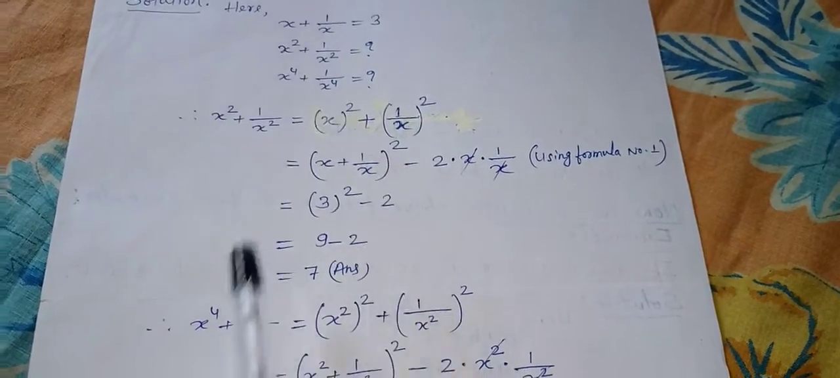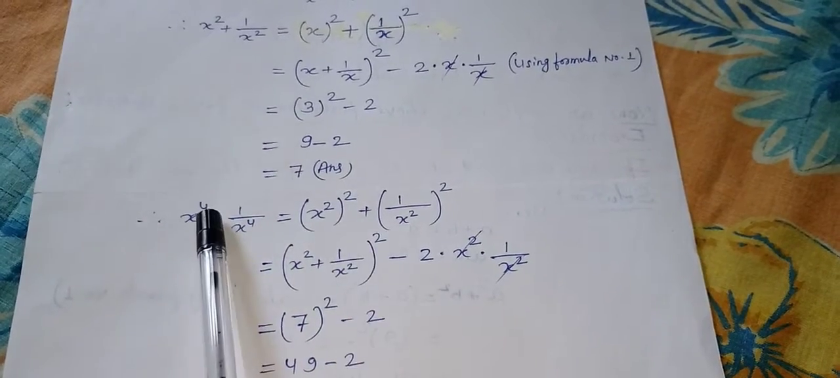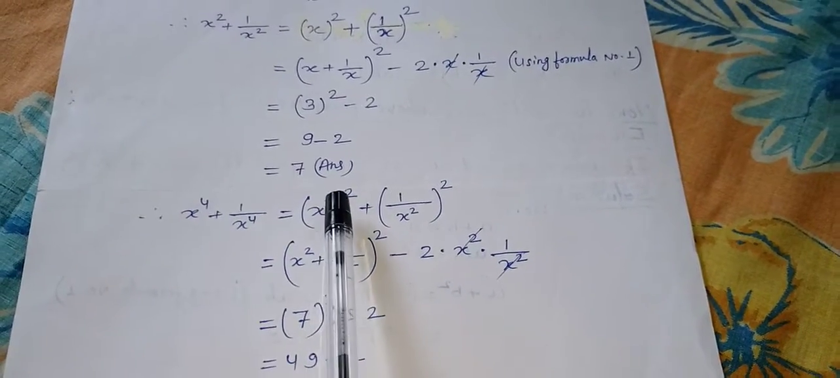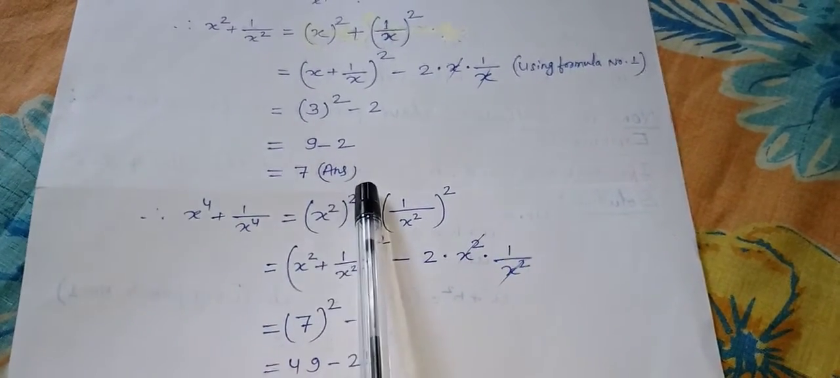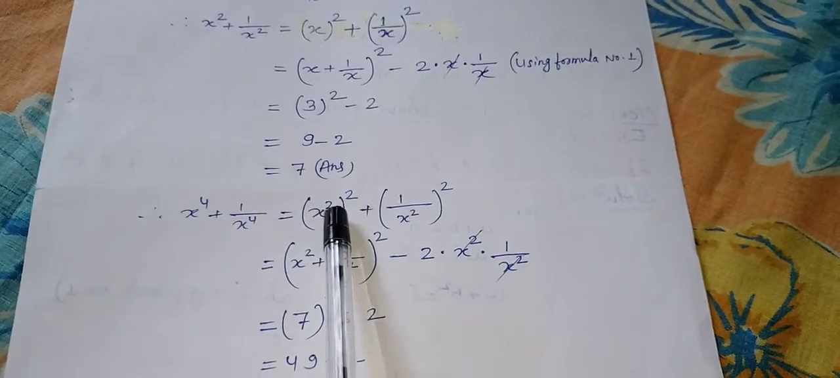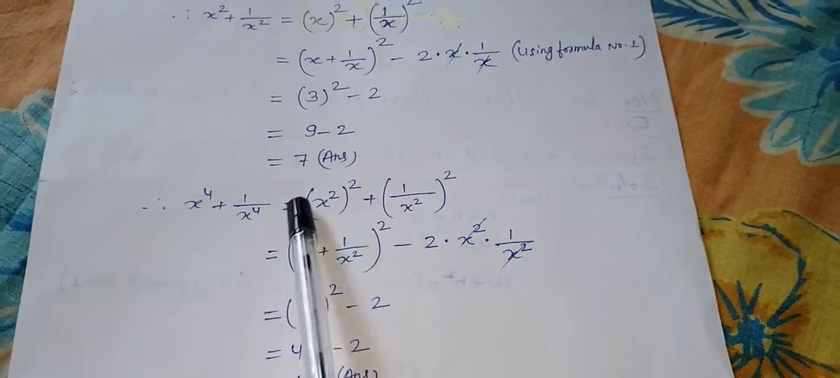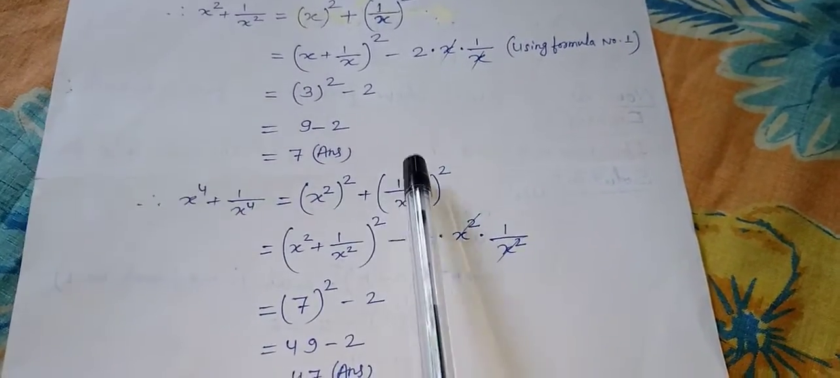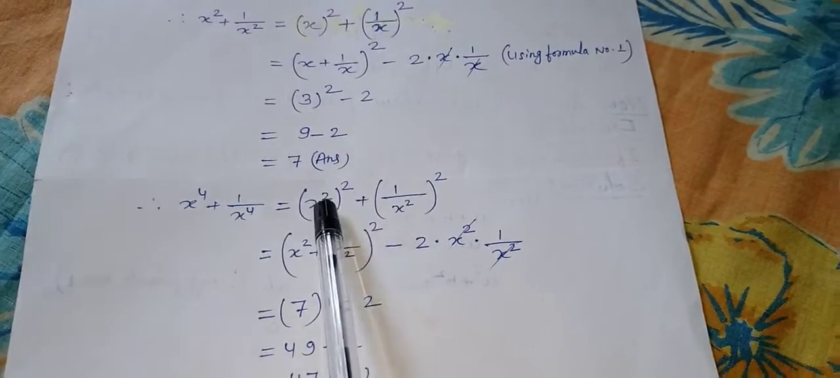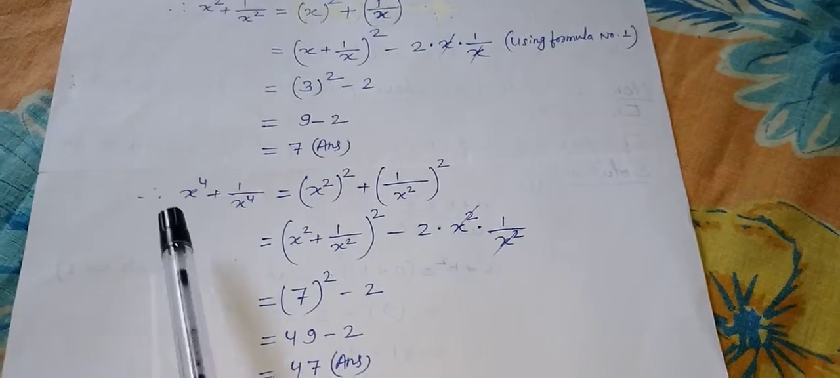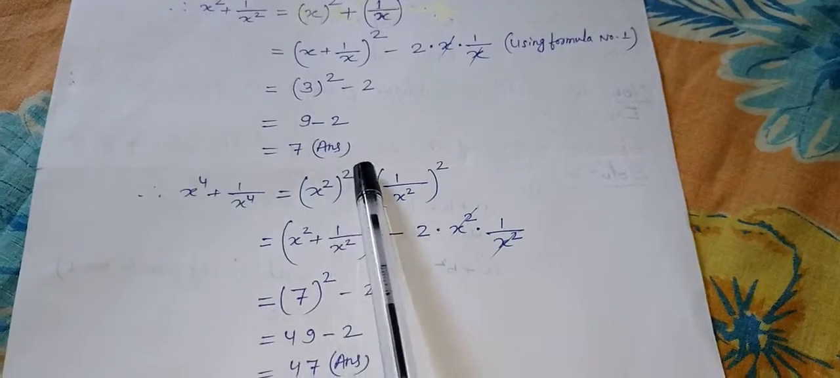Now we will find the value of x power 4 plus 1 by x power 4. Now what I have done, this 4 I have divided into two parts. I have factorized 4 as 2 into 2. One 2 is inside the power and one 2 is outside the power. So x square to the power 2, plus 1 by x square to the power 2. That means this 4 has become 2 parts. Same thing, but we wrote in a new form. That means 4 has been divided into 2 and 2.